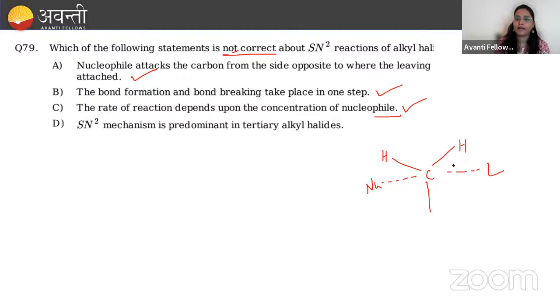This is a primary halide most of the time. Okay? So tertiary alkyl halides अगर होंगे तो ये reaction नहीं feasible है. That's why this statement is not correct. So correct answer here is what? Option D. Any doubt in this? Very simple problem. Very, very simple.